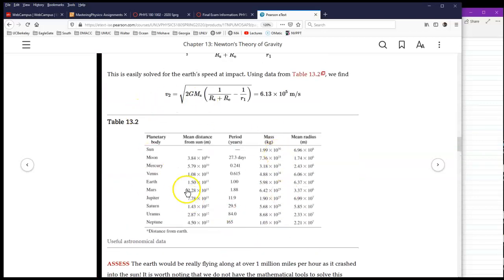So basically here you have a planetary body, including the Sun: Sun, Moon, Mercury, Venus, Earth, Mars, Jupiter, Saturn, Uranus, and Neptune. And then you have the average distance to the Sun and the period in days, how long it takes to complete one orbit around the Sun. And I guess for the case of the Moon, it's around the Earth here, okay. And then you have the mass of that object, and then you get the average radius, okay. So that's table 13.2.